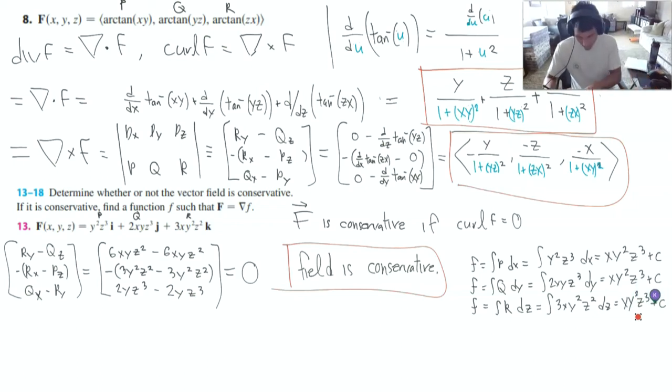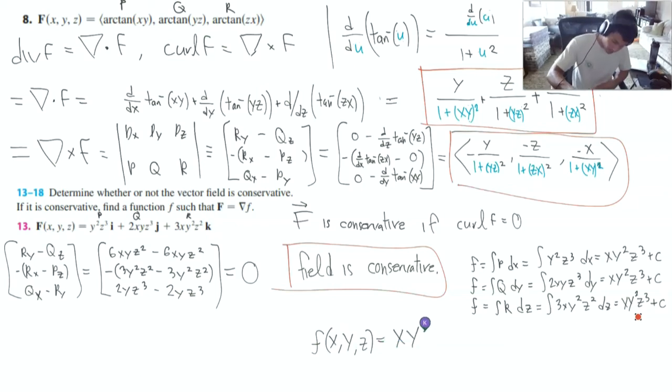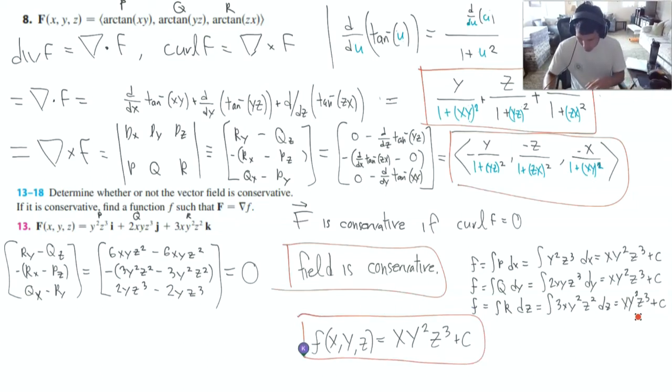Okay, so that was pretty nice that it worked out. So f(x, y, z) is equal to xy²z³ plus c. And then if we take that gradient, that's our answer, by the way. This is all we have to give them. There you go. But if you don't believe in this answer, you can check it.